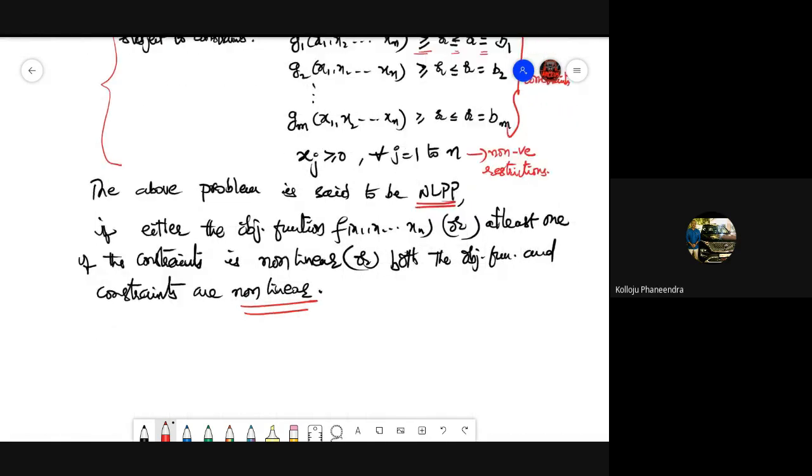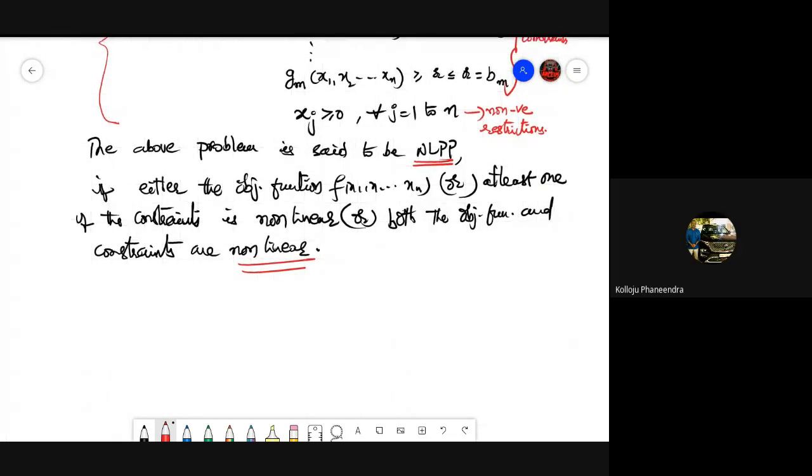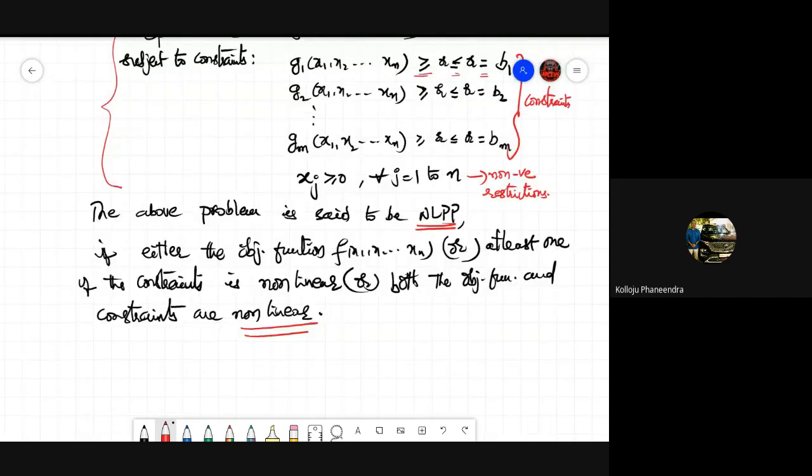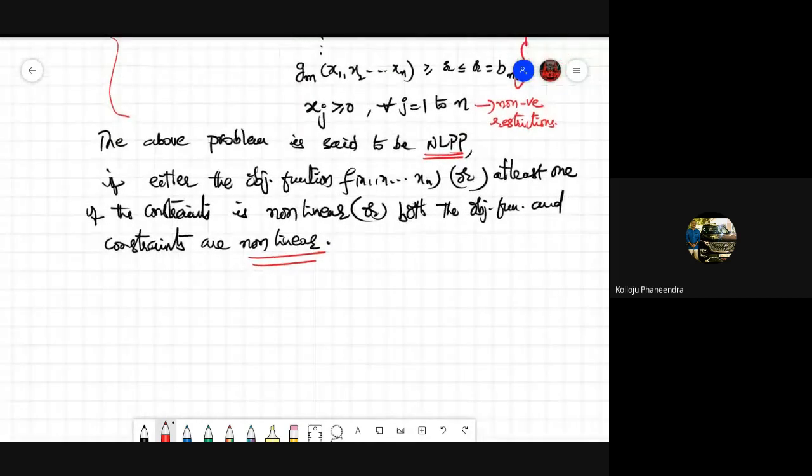Now coming to how to solve this non-linear programming problem. To solve a linear programming problem, we have so many methods: simplex method, dual simplex method, two-phase method, Big M method. Now, how to solve a non-linear programming problem? Because of non-linearity, the simplex method fails here.